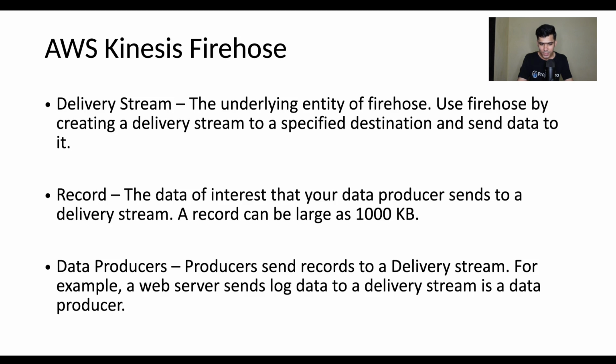The second thing is record. The data of interest that your data producer sends to a delivery stream. A record can be as large as 1000 KB. Now the actual data you send through the producer is called the record, and the size of the record can be a maximum of 1 MB or 1000 KB.